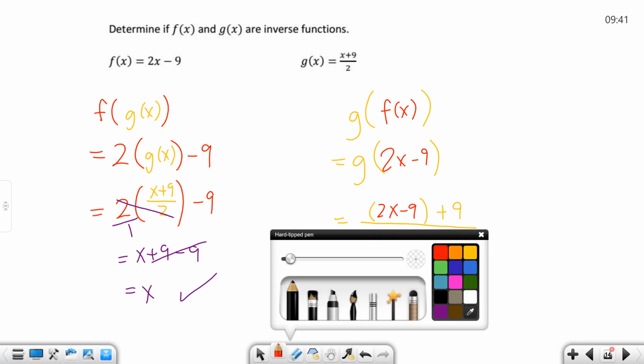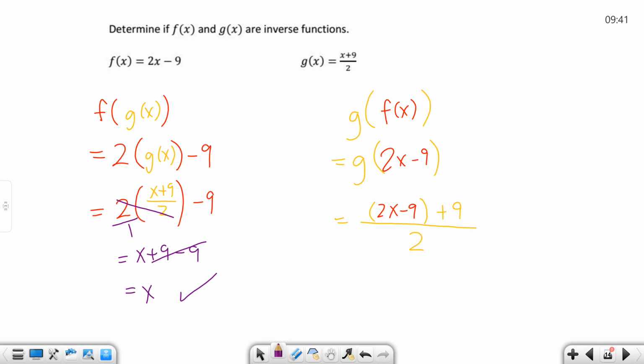Now we go and work this one, and these parentheses are not necessary, but we're going to go ahead and say this is 2x minus 9 plus 9 over 2. Those things cancel, and we're left with 2x over 2, and those divide out. That's x, and it checks. So f of g of x equaled x.